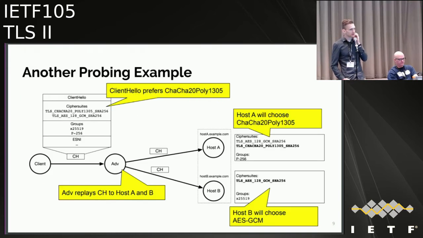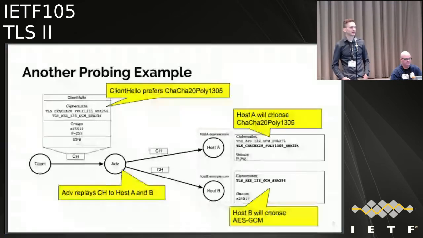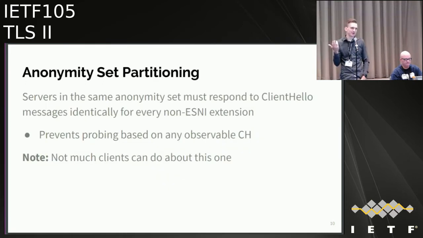Next slide, please. But there's also another example. In this case, assume the client hello, same topology setup, the two hosts support the same cipher suite configurations. The client sends a client hello in which it prefers ChaCha over AES, and the adversary does absolutely nothing. He simply forwards them to two different hosts and gets a response back. He can then distinguish what the SNI value was based on prior knowledge of what the supported cipher suites are for those particular hosts.